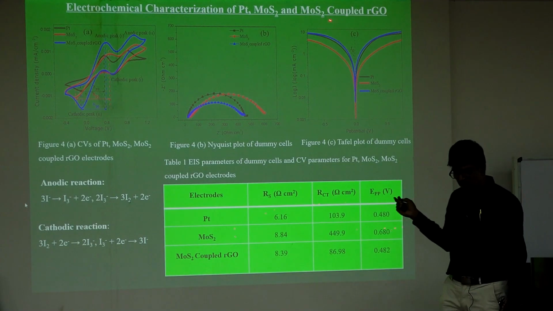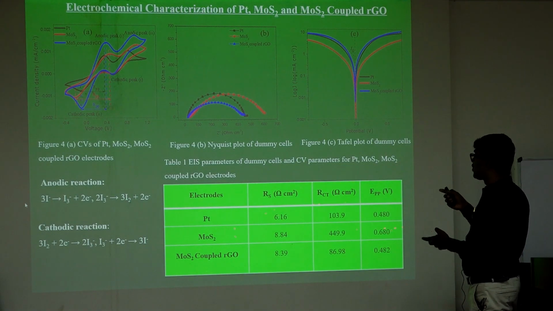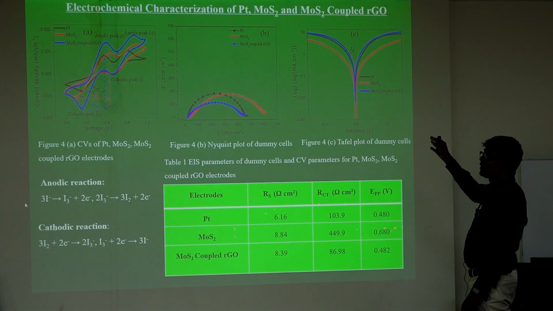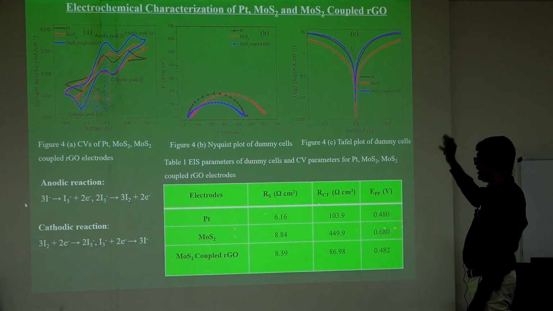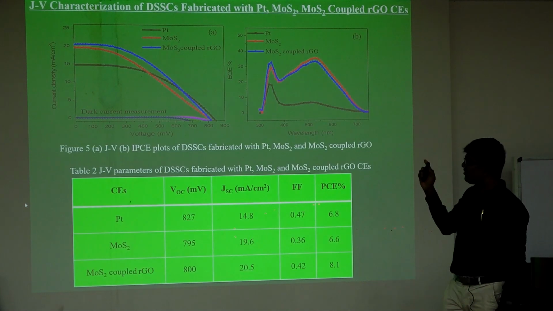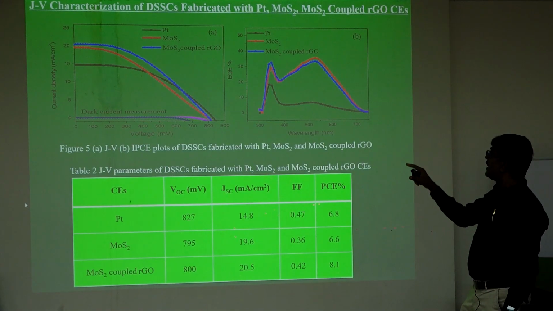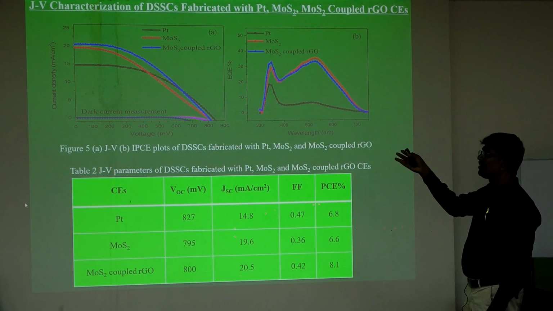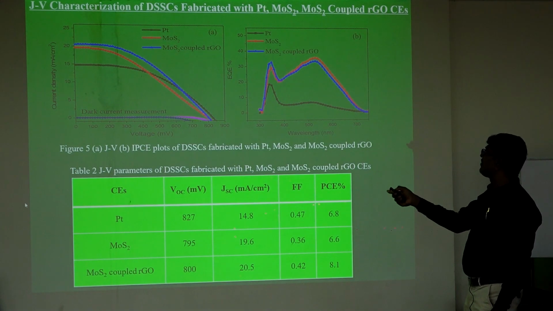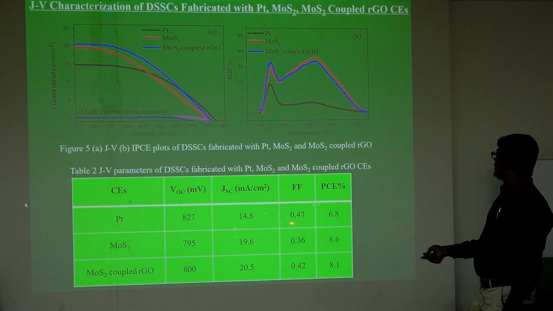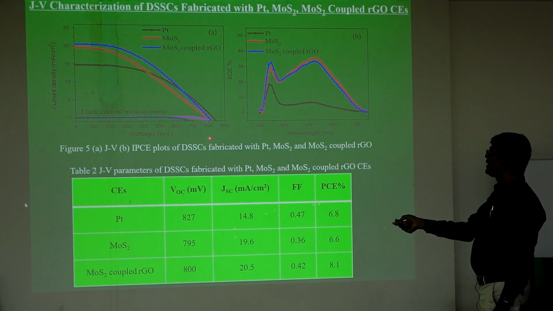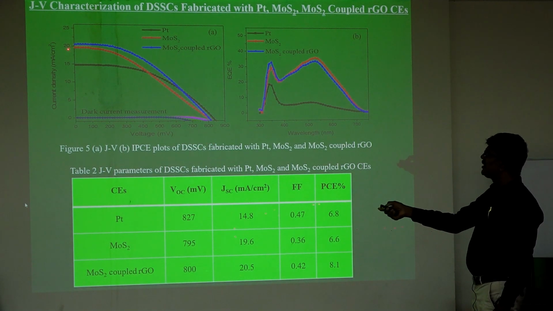And the Tafel plot we do just to show the compound has undergone oxidation and reduction properly, implying the compound has good catalytic activity. Once we confirmed this for the sample, we made a solar cell with the platinum and molybdenum sulfide as a counter electrode and we get an efficiency of around 6.8%.